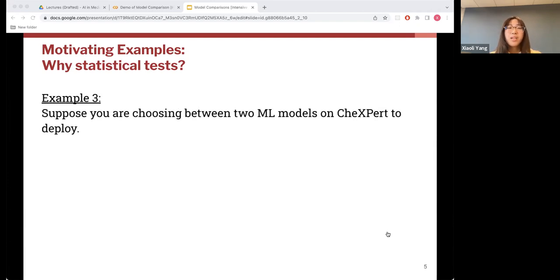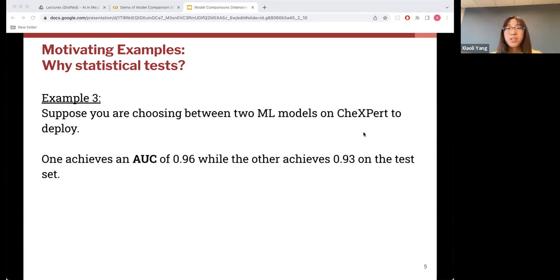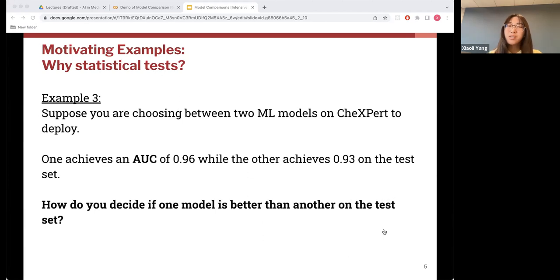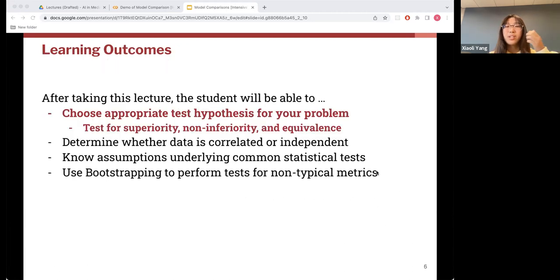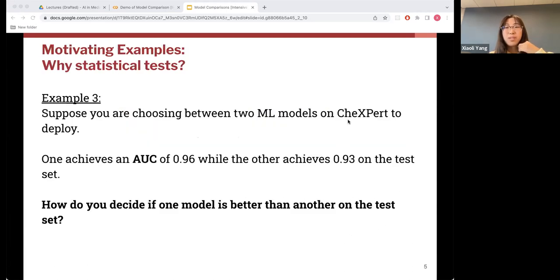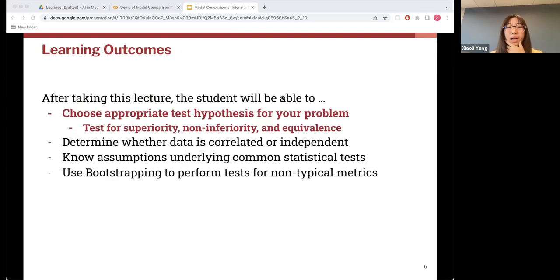And example 3, suppose that you are choosing between two machine learning models on a data set, and you want to deploy the model. One of the models achieves AUC of 0.96, while the other achieves 0.93. And the difference is really small, and you want to choose the better one to work with. How can you do that? So here are the 3 sample examples we want to work with. And without further ado, I will jump straight into choosing the appropriate test hypothesis.